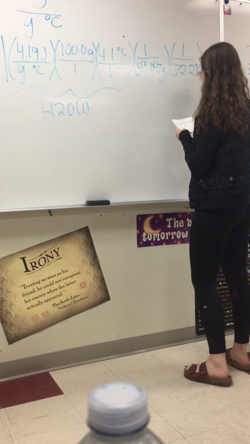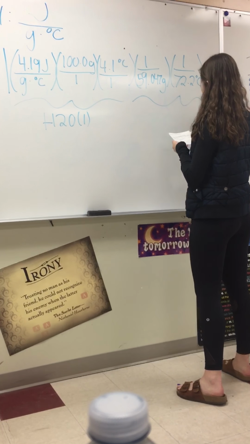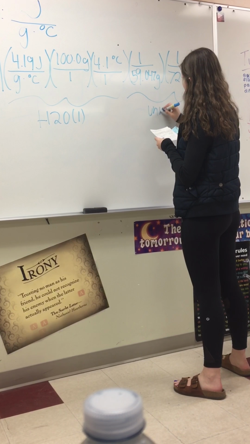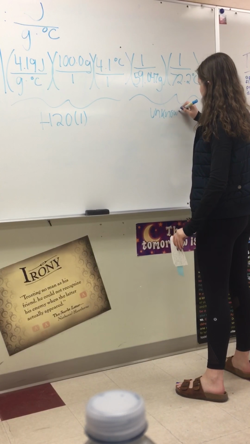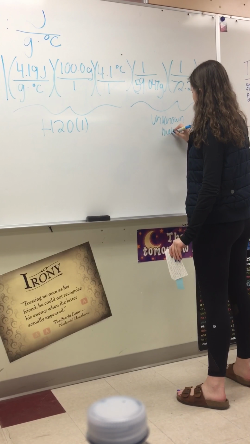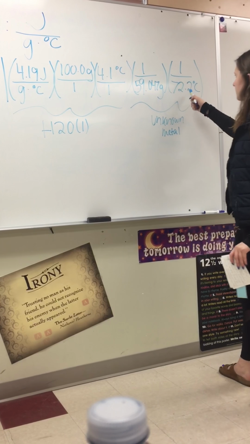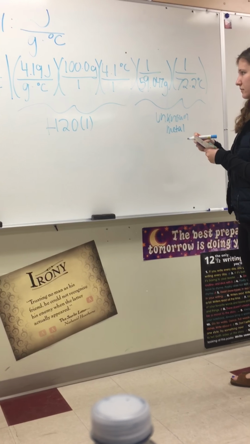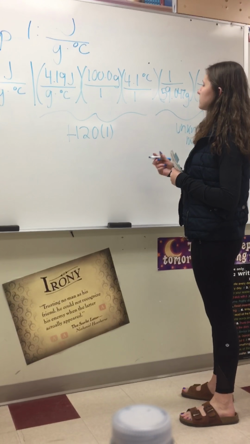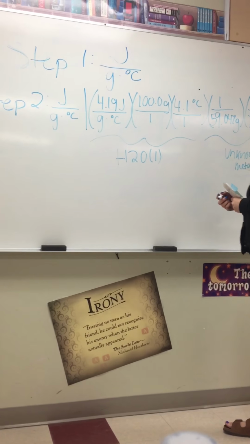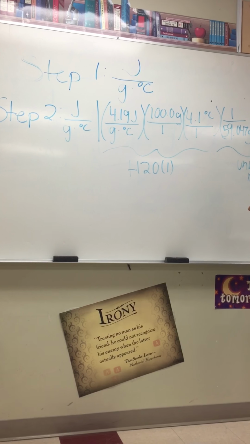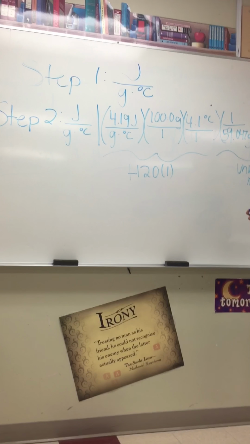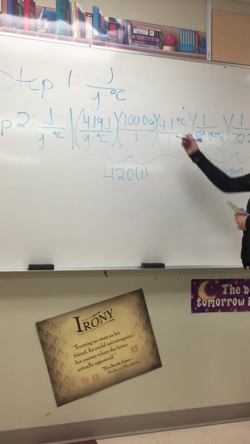And then since we need to cancel out the grams, we use 1 divided by 59.047 grams, because we need grams on the bottom. And then we use 1 divided by 72.2 degrees Celsius since we need Celsius on the bottom. We need to cancel out our units for step 3 to find the specific heat capacity of the unknown metal, measured in joules over grams times degrees Celsius. So now we'll cancel.